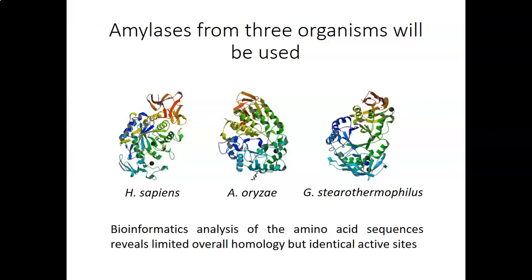So some of you may have done a bioinformatics exercise as a homework where you looked at the amino acid sequences of these amylases, and compared them and found out that even though their overall homology is not extensive, they do have identical amino acids at the active site, which suggests that they pretty much catalyze the same reaction in the same exact way. So we're going to be looking at what else affects enzyme activity between these 3 enzymes. And like I said, we're going to be measuring amylase activity.